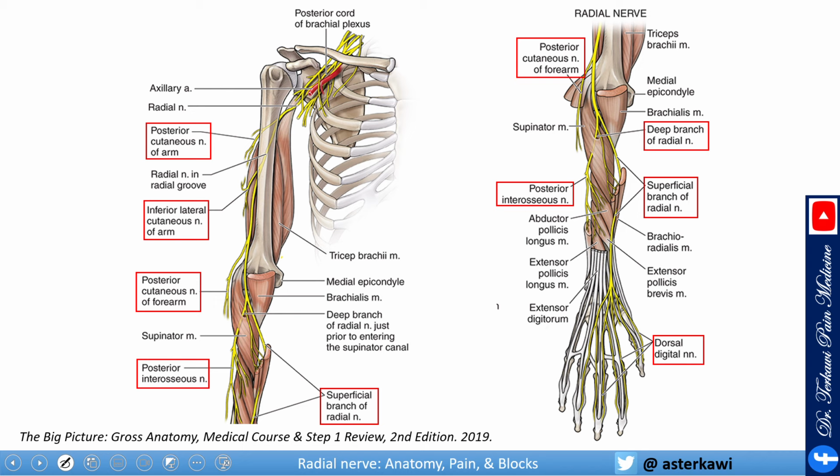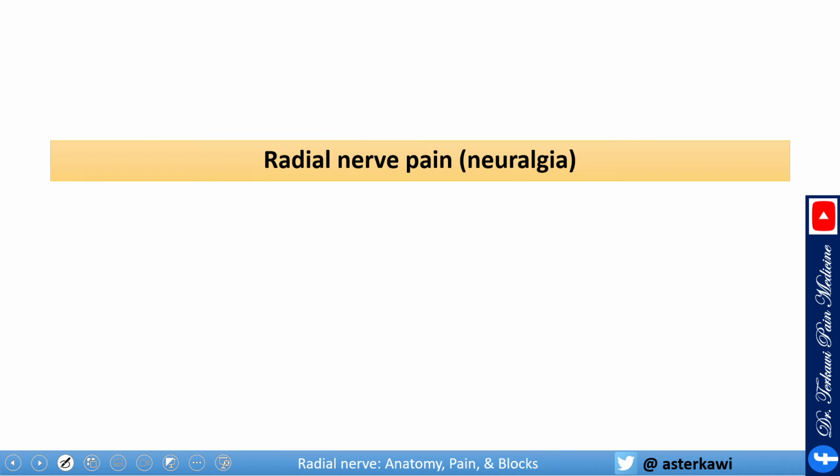Here is another reference just to show you these branches again, starting from here: the posterior cutaneous nerve of the arm, lateral cutaneous nerve of the arm, posterior cutaneous nerve of the forearm, then the posterior interosseous nerve, which is the continuation of the deep branch after it passes the supinator muscle. So before the supinator muscle we call it deep, and once it passes, it is called the posterior interosseous nerve. And we see the superficial branches here. The superficial branch ends up as the dorsal digital nerve.